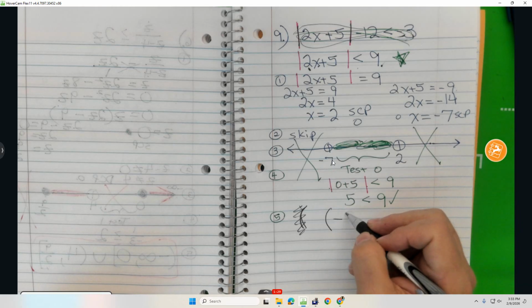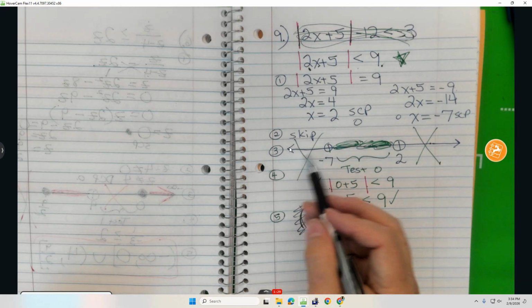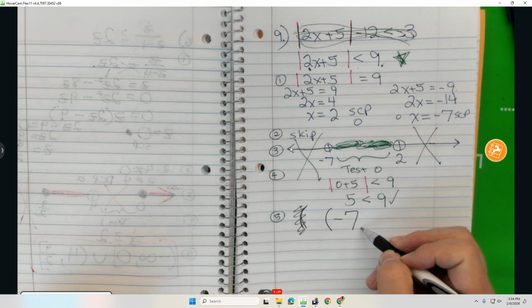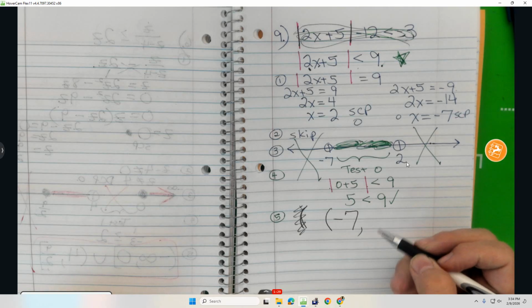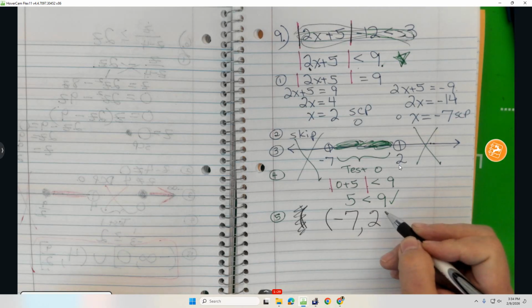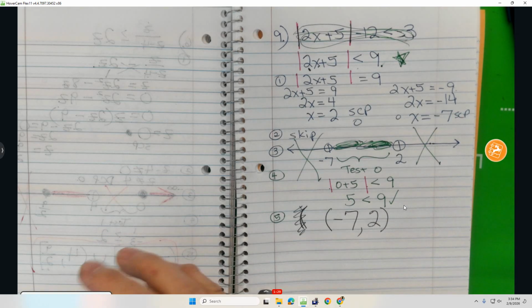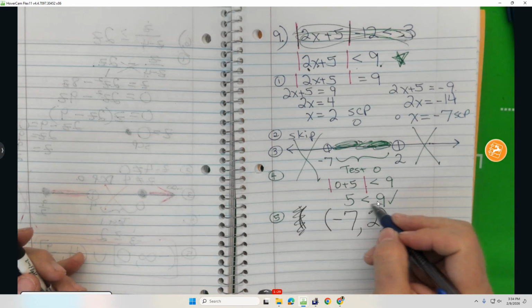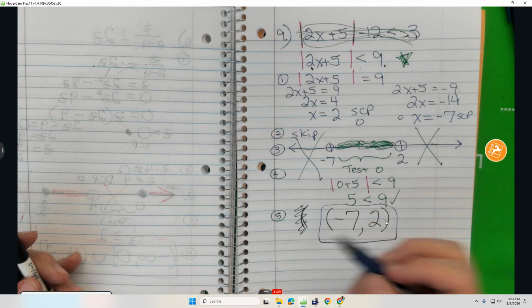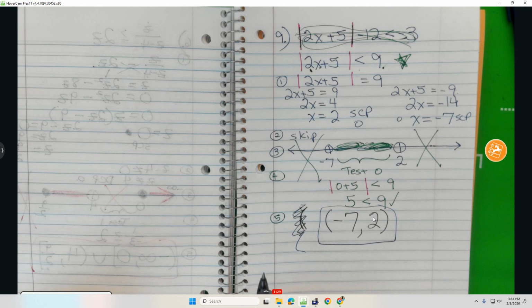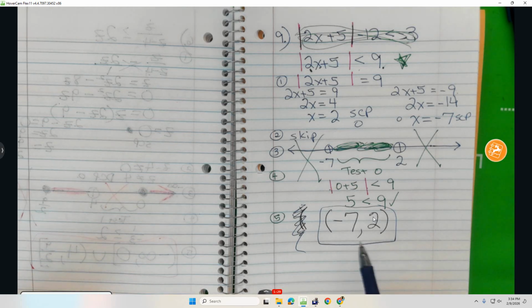Negative 7. Notice the negative infinity part is crossed out. So negative 7, comma, 2, parentheses. Looks like an ordered pair, doesn't it? When we get to graphing next class meeting, that looks like an ordered pair.